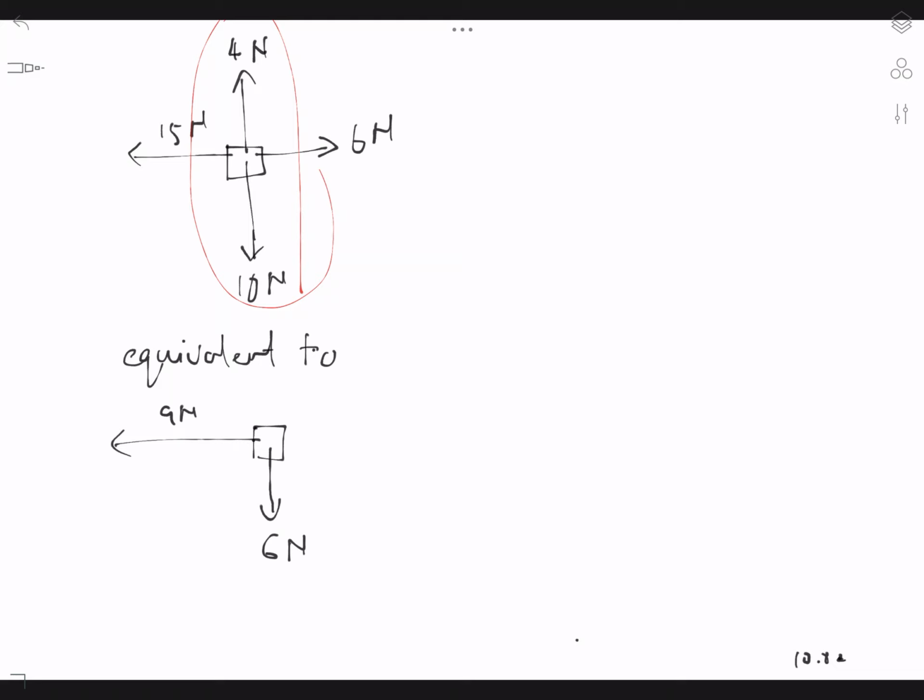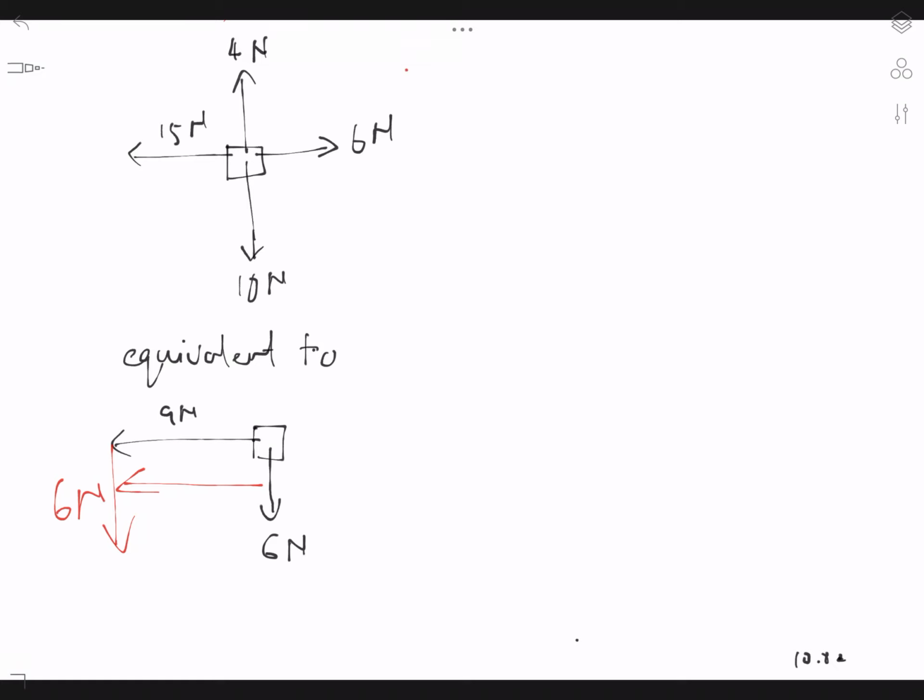So we have 10 Newton to the bottom and 4 Newton upwards. So this one has a greater magnitude of force. So 10 minus 4, you get 6 Newton. So when you have this, you can solve this one as the previous example, just the same thing. Okay, we have 6 Newton here, so you can move this force here, 6 Newton. Okay, something like that.